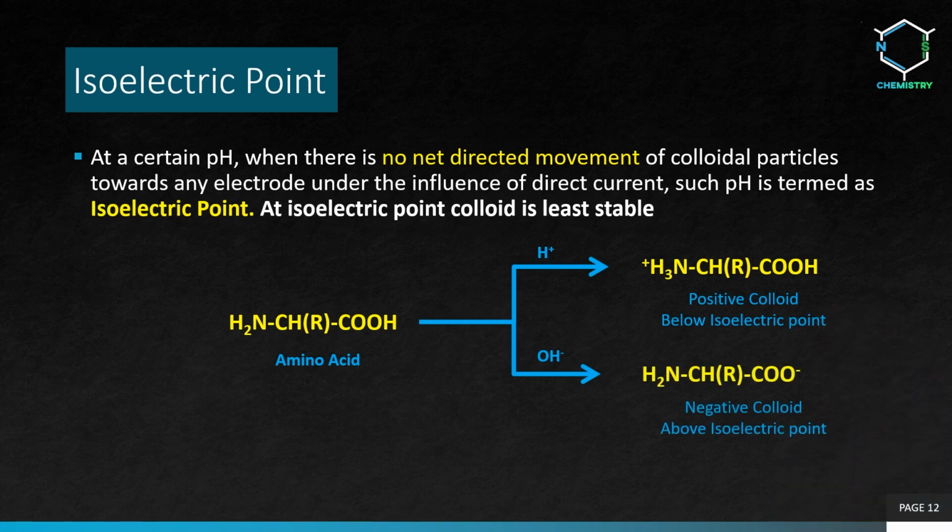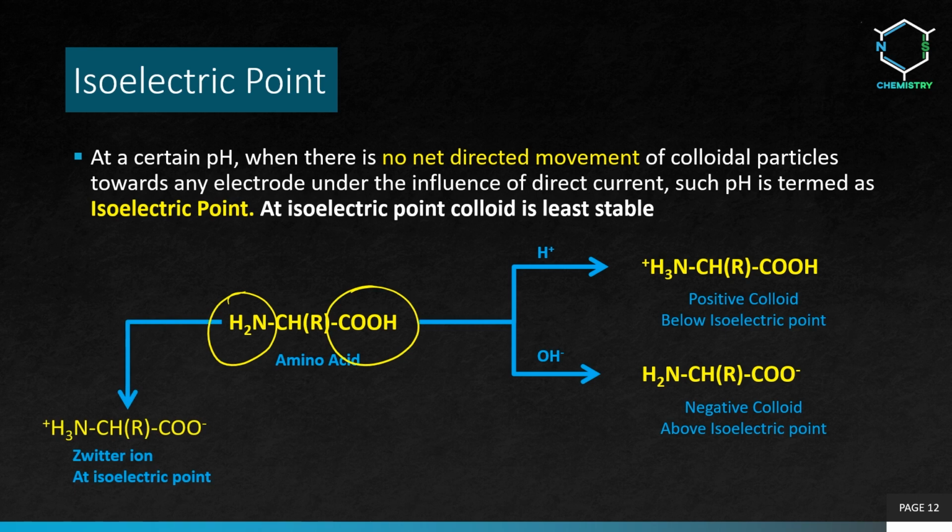Now basic medium is above isoelectric point and acidic medium is below isoelectric point. What is this isoelectric point? That is where both the base and acid group of this amino acid or protein are ionized. So it basically exists in the form of a zwitter ion. So zwitter ion क्या होता है, जिसमें both positive and negative ionic sites are present. That ion is called zwitter ion. So at isoelectric point, such colloidal particles are present in the form of zwitter ion, and they are unstable colloids. Okay, they are least stable.